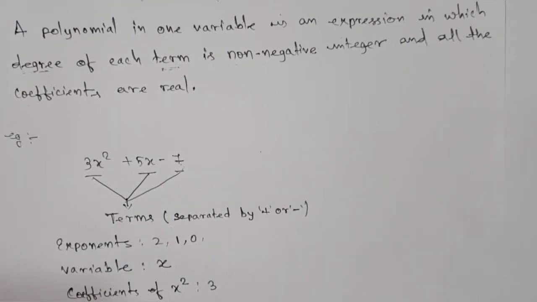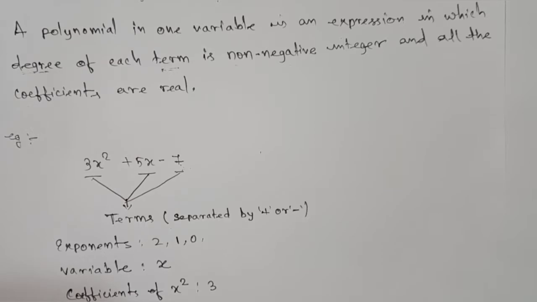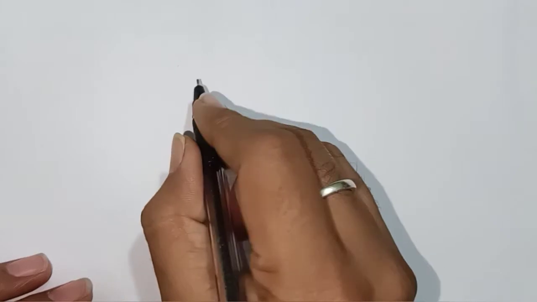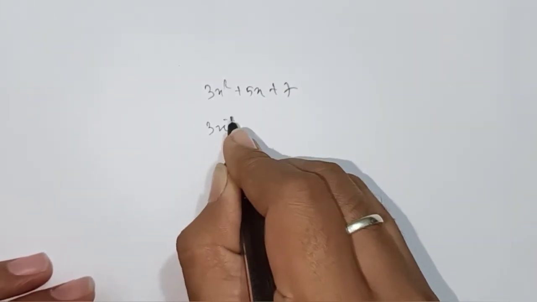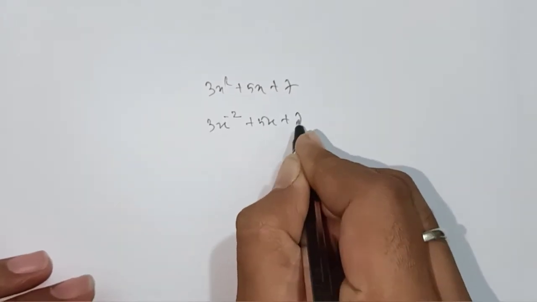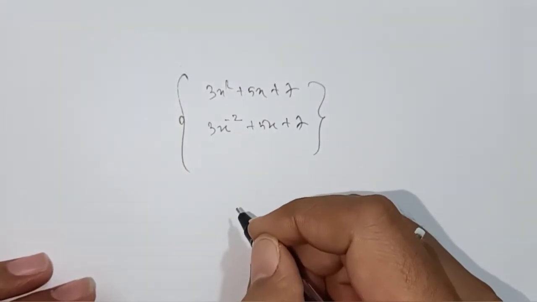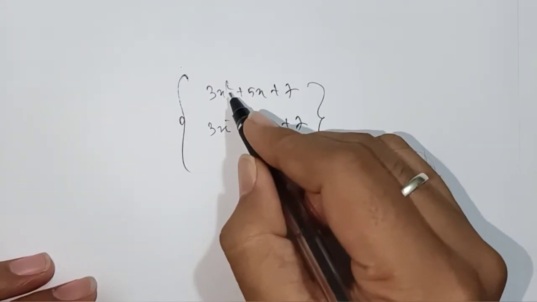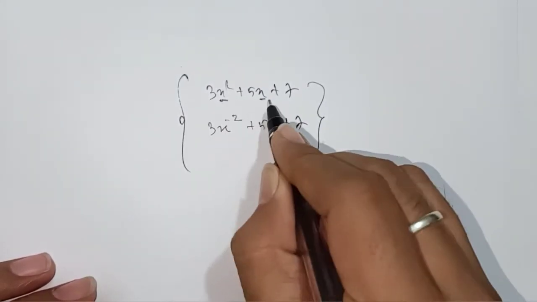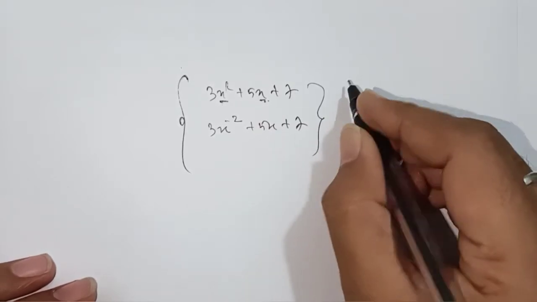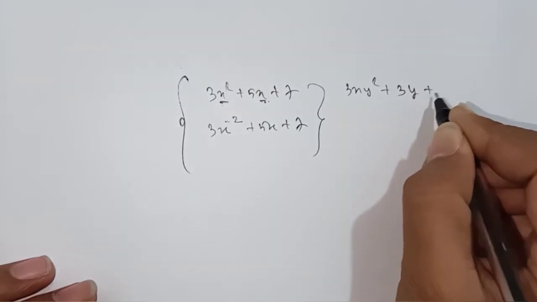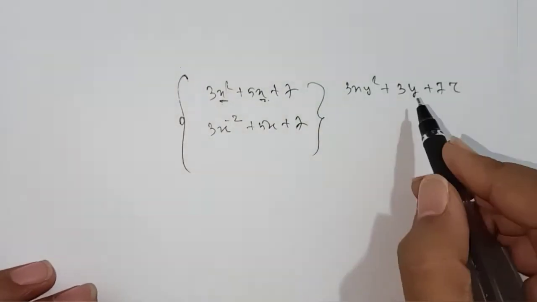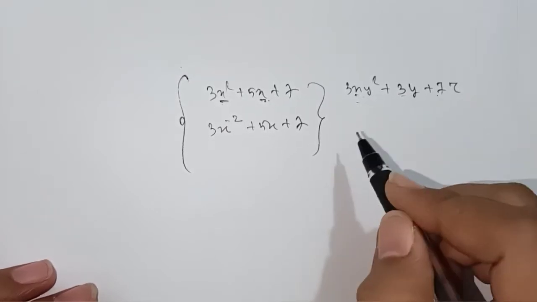What is the meaning of this? So let's take an example of that one. If I take here 3x square plus 5x plus 7, and another one, if I take 3x square minus 2 plus 5x plus 7, both are algebraic expressions. See the difference is that here, how many variables? Only one variable. You can take here 3xy square plus 3y plus 7z, like that also. That is three variables you can see here.